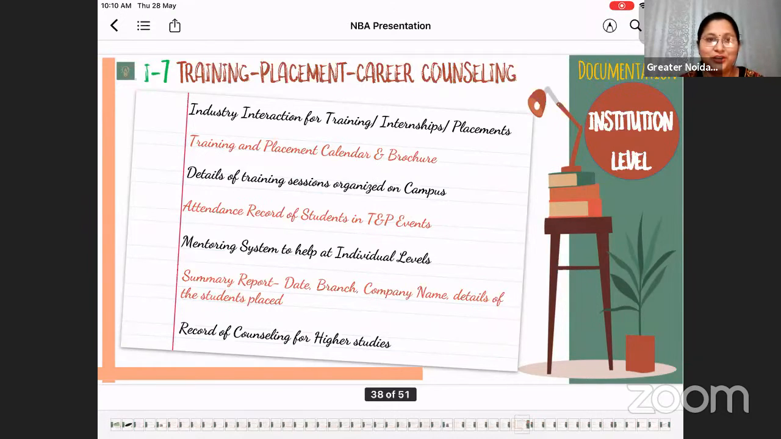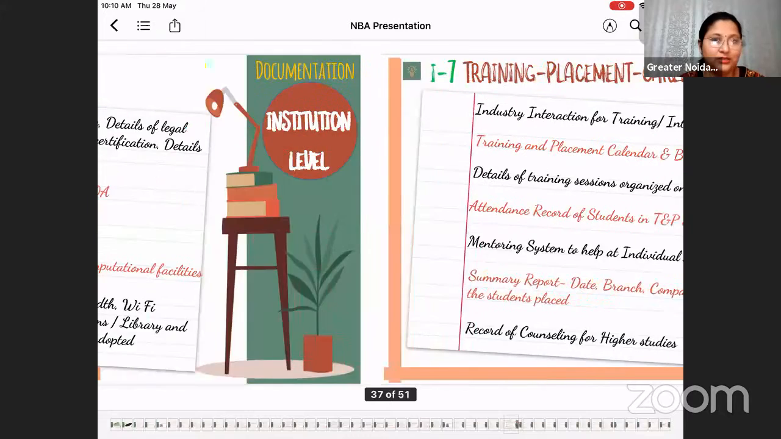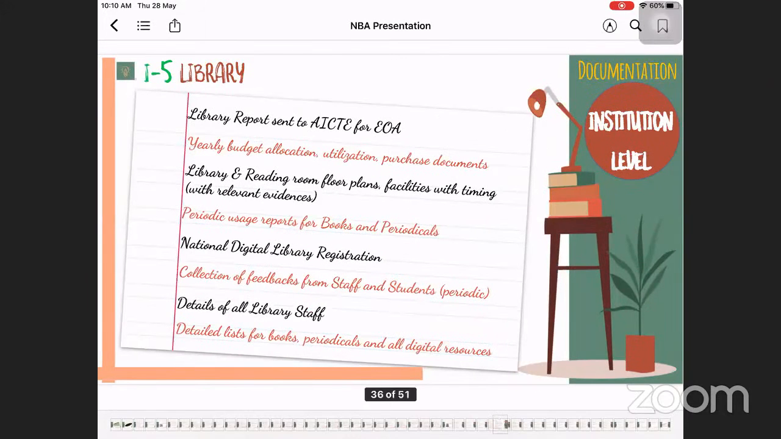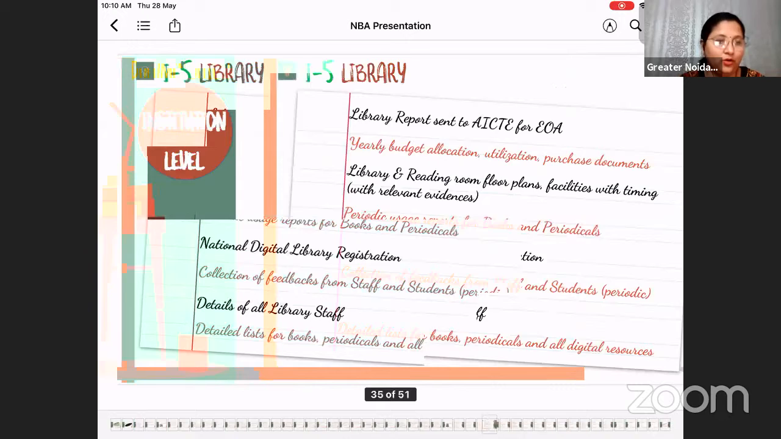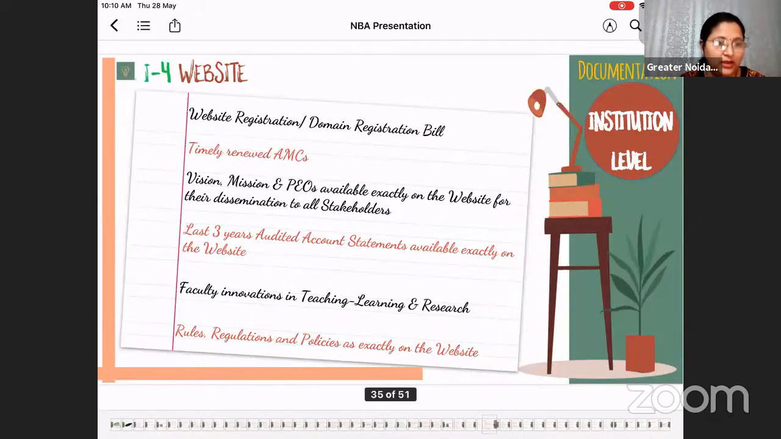Please stop sharing your slide. Our next question is how to name or code files. Is there any particular format or way we can name the file?